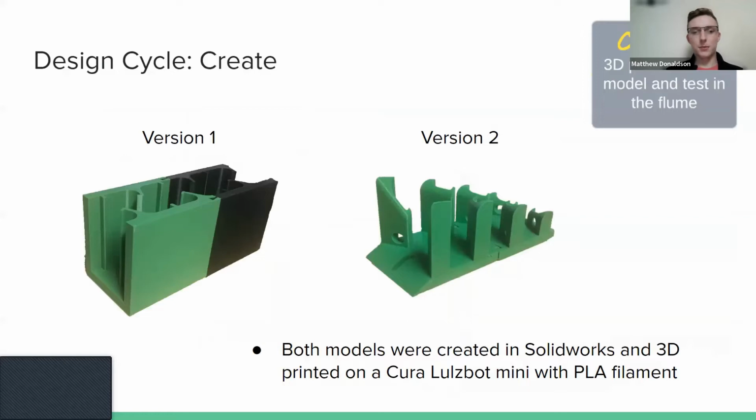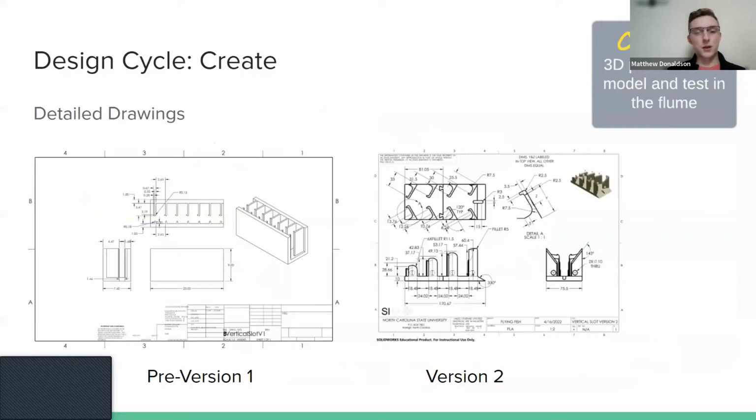Using both the practical data from the tests in the flume and the SolidWorks flow simulations, we were able to refine our design and switch from version 1 to version 2. To better communicate between the team members and between us and the gurus, we created SolidWorks drawings that show all of the dimensions and details that we needed to accurately represent.